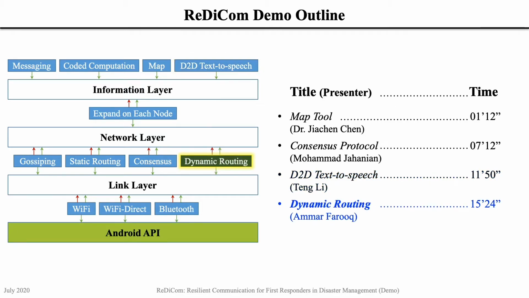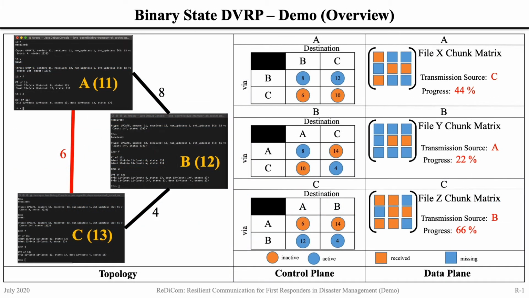The last component we developed this year is the dynamic routing protocol. In this presentation, we will show a demo of our binary straight distance vector routing protocol, which will comprise 3 views. In the topology view, we will show the topology of the overall network we are working with. In the control plane view, we will show the forwarding table entries at each node in the network we are working with. And finally, in the data plane view, we will show the progress of a file transmission happening between any two nodes at a given time.